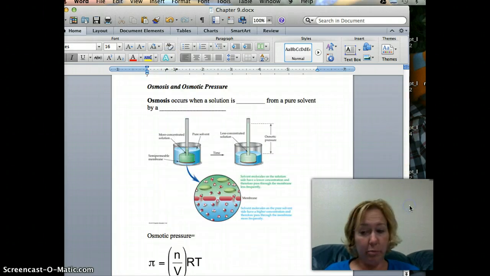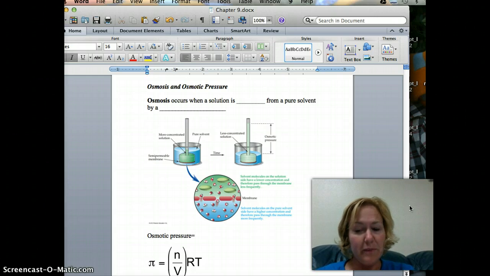Okay, osmosis and osmotic pressure. So this is super fun. But remember, take a second and remember lab. I don't make you do lab for no reason. There's a reason. Actually, I put some thought into it. So the lab asks you a couple times the difference between osmosis and dialysis.